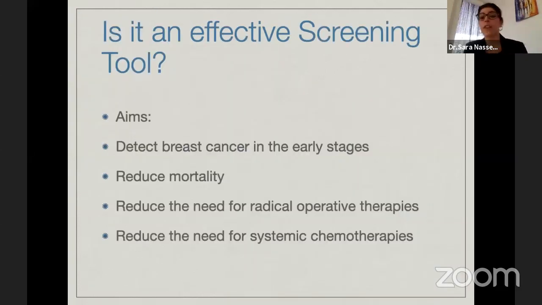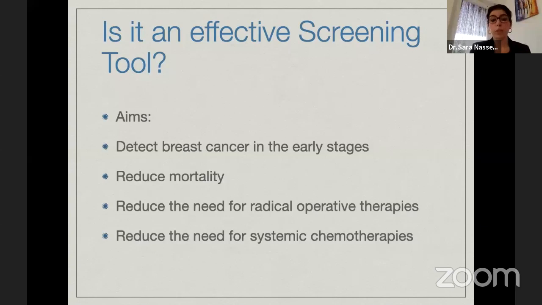So is a mammogram an effective screening tool? Well, for a tool to be effective at screening, it has to pick up a disease in the early stages so that we can still do something about it. And we know that a mammogram can do that. It detects breast cancer in the early stages.